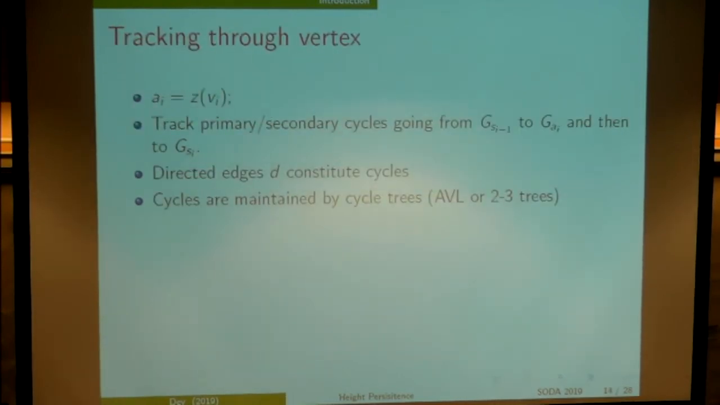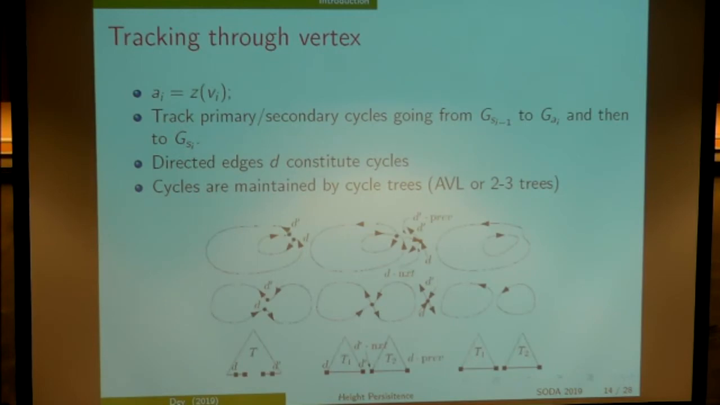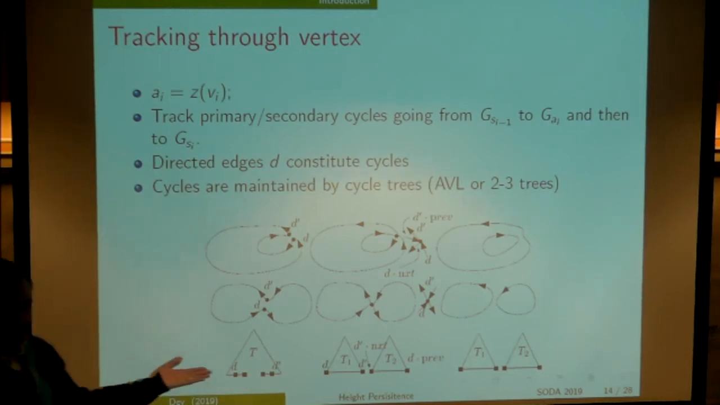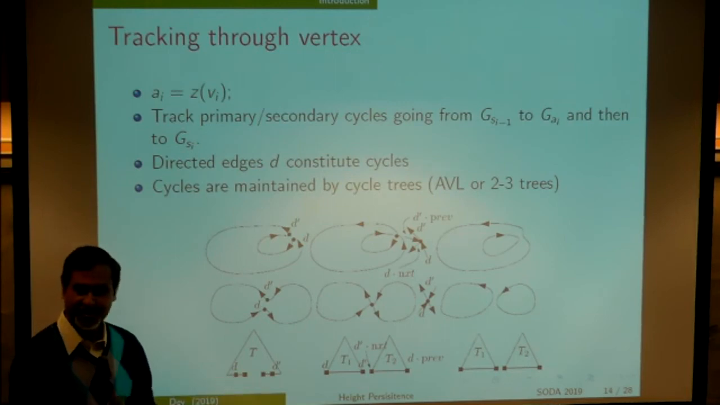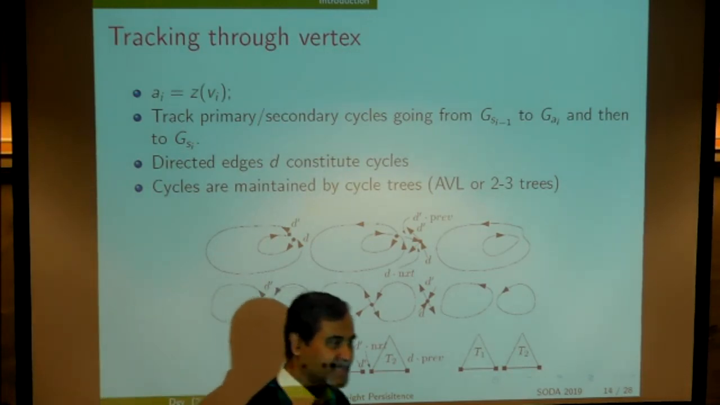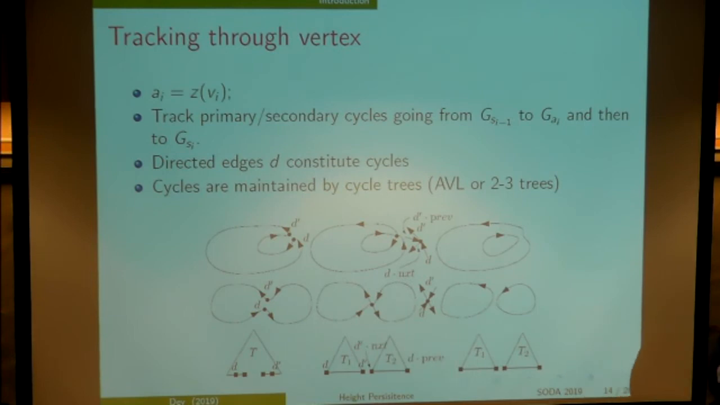What is the data structure you maintain? I have to maintain a bunch of cycles, and these cycles I maintain using some tree data structures. Those who are in computer science will know these are the balanced trees, AVL trees and 2-3 trees, which will support some operations. It is very important to use the proper data structure, otherwise you will not get log n behavior. I have to do the split operation, merge operation, find operations, all these things in log n time.